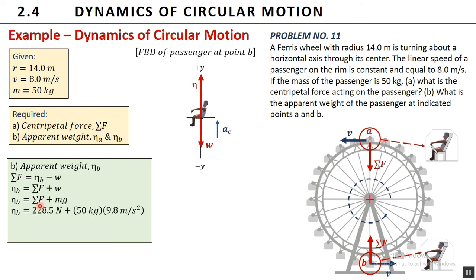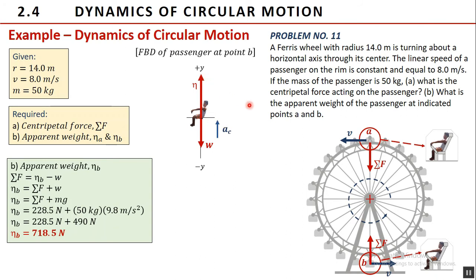Centripetal force is 228.5 plus weight, mg, which is 50 times 9.8. So the normal force, or the apparent weight of the passenger when he is located at the lowest position, is 718.5 newtons. Here we see that the apparent weight of 718.5 newtons is greater than his actual weight of 490 newtons. The passenger feels heavier than his normal weight, because his body tends to move downward, thus producing greater pressing force on the passenger seat.